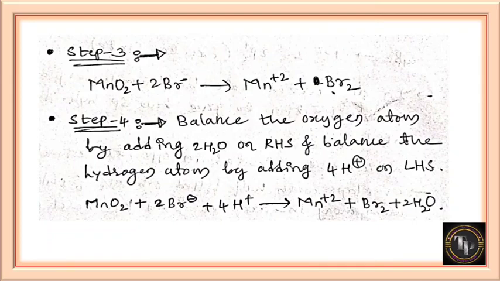Step 4. Balance the oxygen atoms now. How to balance the oxygen atoms? By adding water on the RHS. And if you add water, then the number of hydrogens is less on the LHS. Acid medium is given, therefore balance the hydrogen atoms by adding 4H plus on the LHS, 2 water on the RHS. So the balanced chemical equation is MnO2 plus 2 Br minus plus 4H plus gives rise to Mn2 plus plus Br2 plus 2 water.